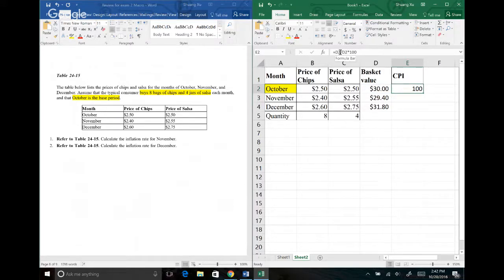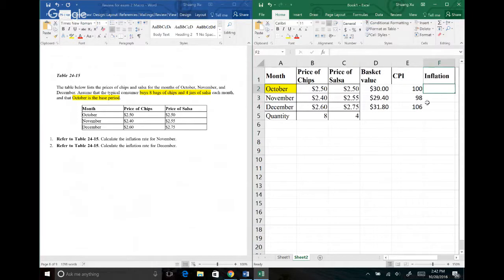And I'm going to do the same thing, drag it down. But before I do that, we're going to fix our base here. So make sure to put a $ sign at the below B2. Okay, not the above one, but the below one. And then let's drag it down. So the CPI is for November, December, and the last one is for inflation.